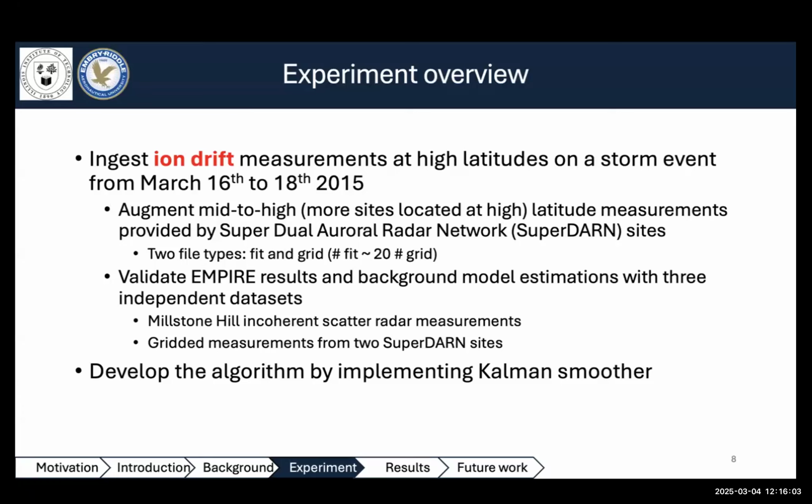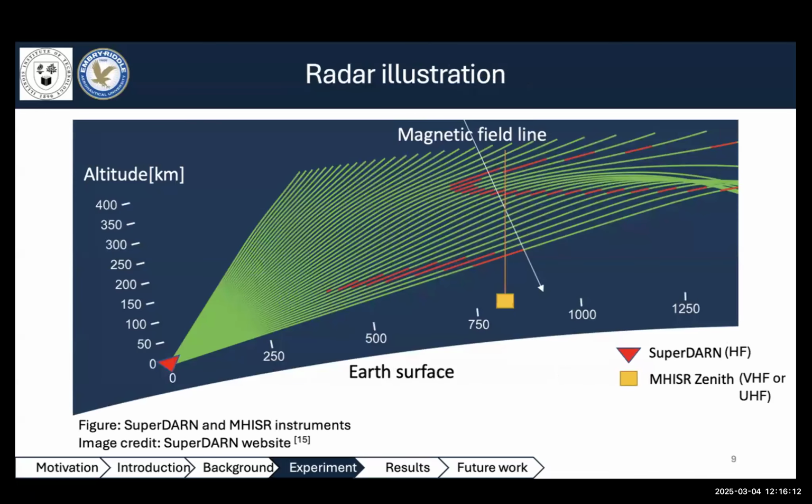First of all, I will be introducing the data augmentation of the SuperDARN measurements. So here is the figure showing how SuperDARN radar works compared with the Millstone Hill radar. SuperDARN emits high frequency signals to the atmosphere, and the signals get reflected only when the signal is perpendicular to the magnetic field line. As we can see, only the red line here means the signals are perpendicular to the Earth's magnetic field line, represented by the white arrow here. But the Millstone Hill MISTAR radar emits very high frequency or ultra high frequency signals, and can get the signal refracted at any pointing angles.